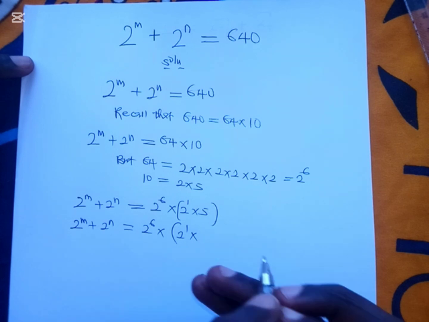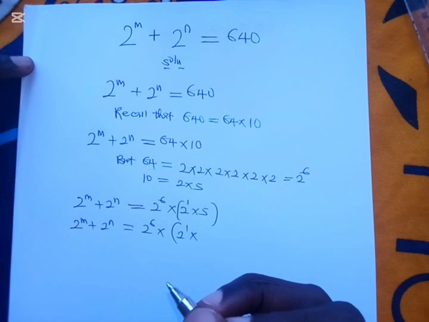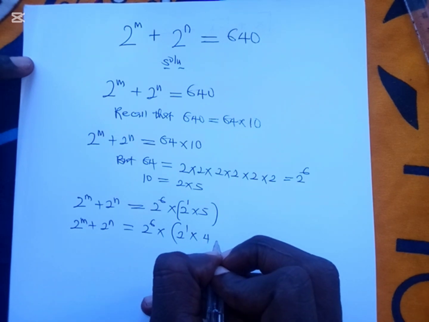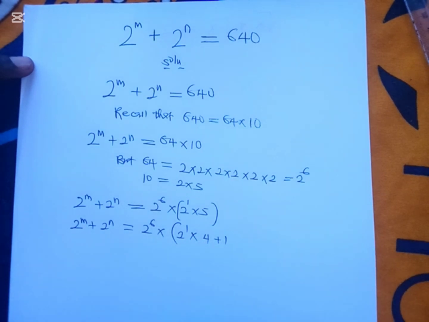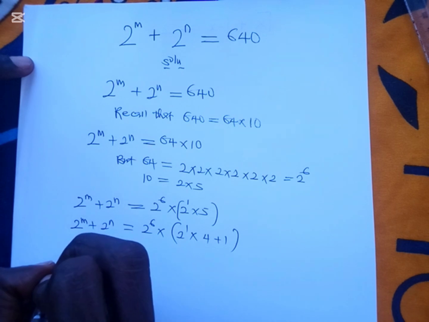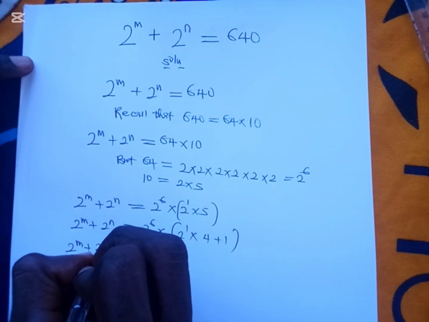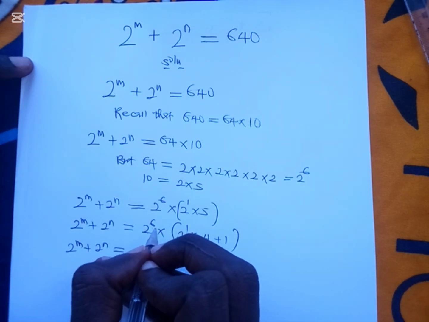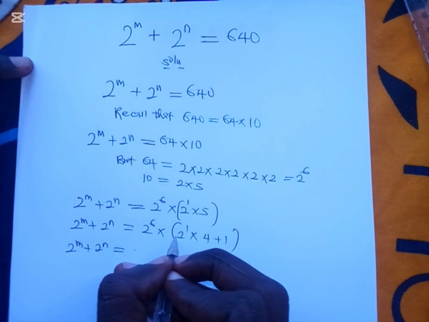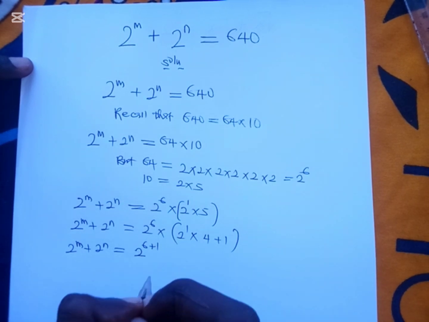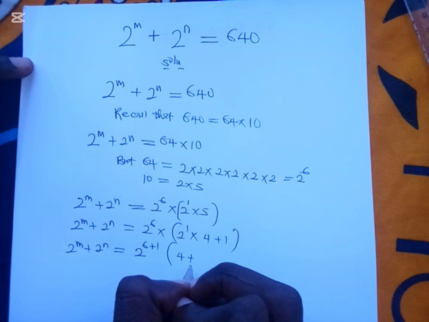Now looking at this 5, we can say 5 can also be expressed as 4 plus 1. Okay, then from indices, let's multiply this one first. We have 2 raised to the power m plus 2 raised to the power n. This is equals, we say from product law of indices, having the same base, we take one base and add the powers. Now we have 2 raised to the power 6 plus 1 into 4 plus 1.